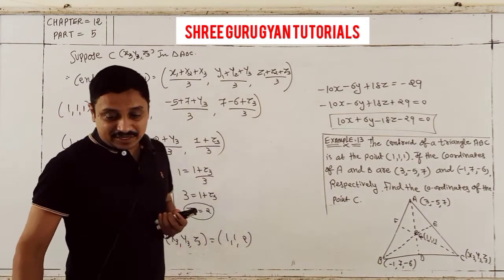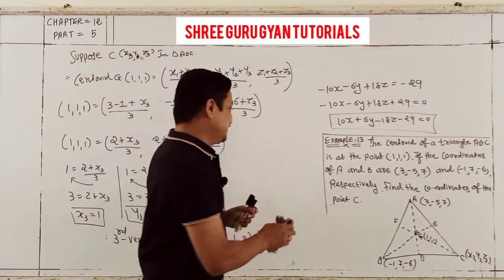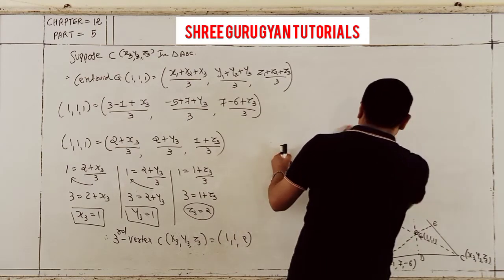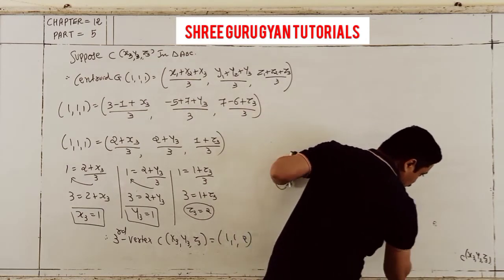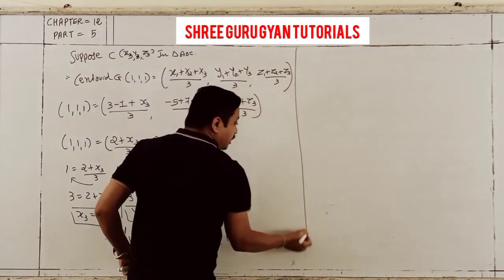Now students, here our examples are over. So now I continue to our exercise. Yes, exercise number 12. Very easy, but big numericals.